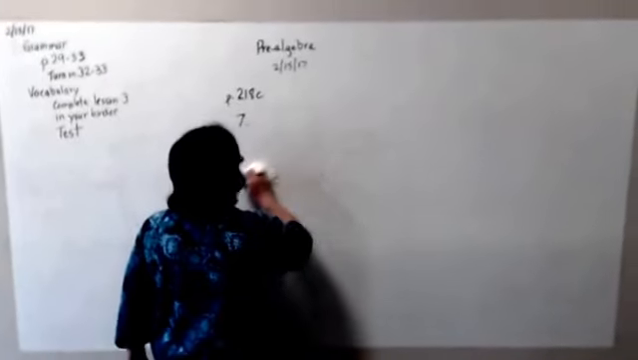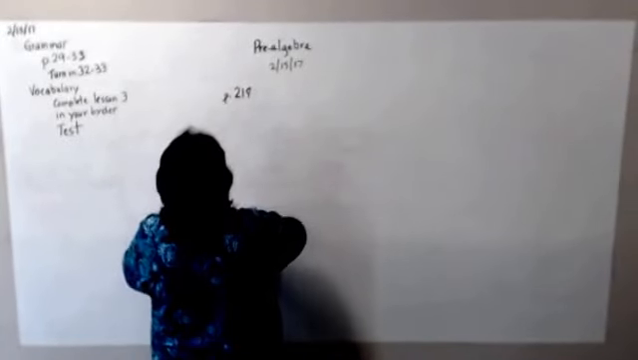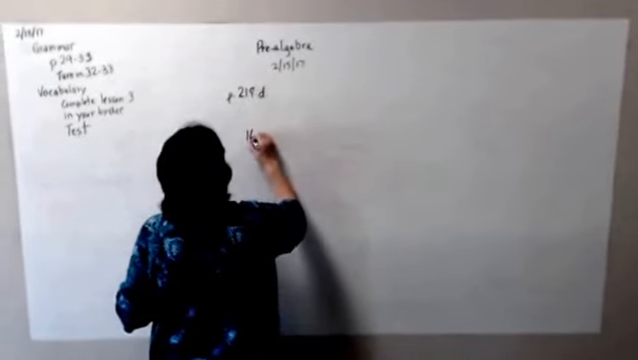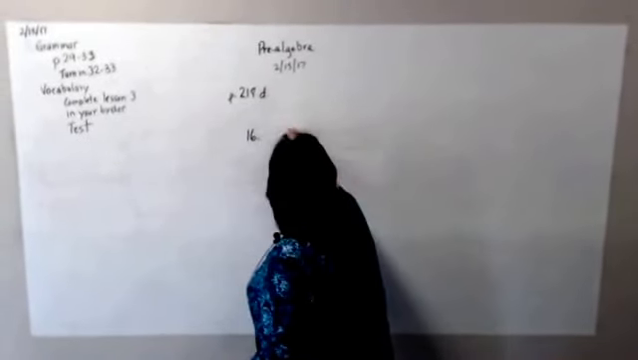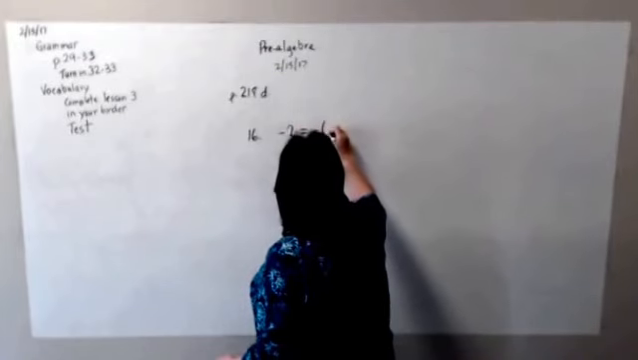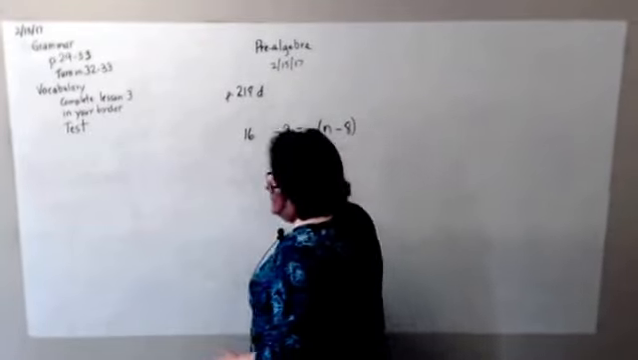So now we're going to go to page 218D. What number is it, Sarah? 16. Number 16. Read it to me, Sarah. Negative 2 equals negative parentheses n minus 8 parentheses.